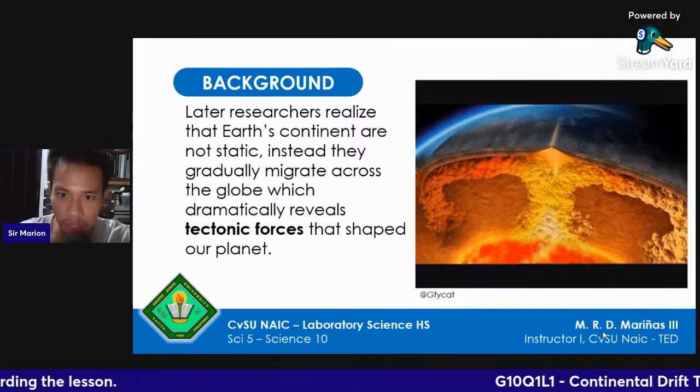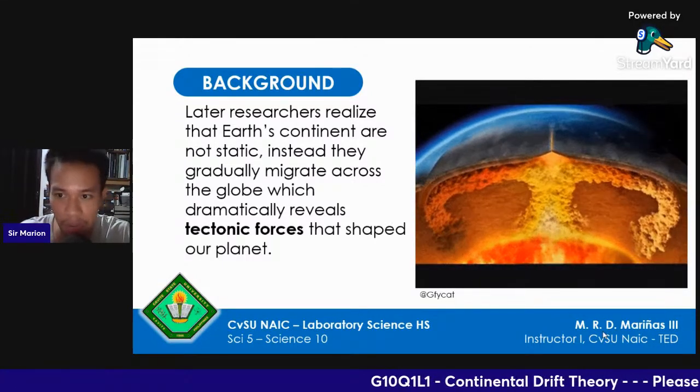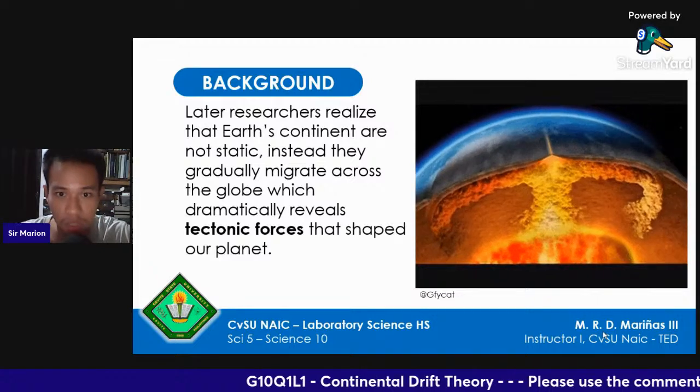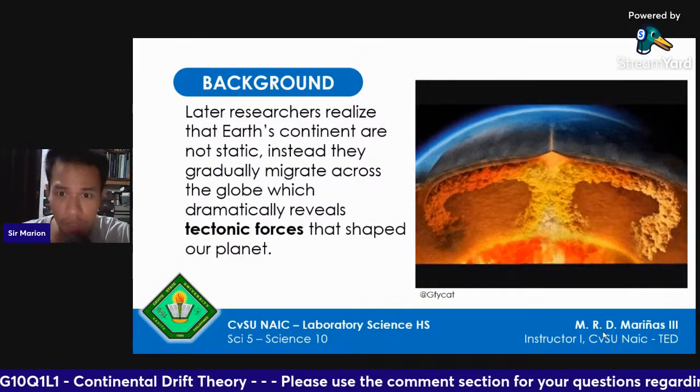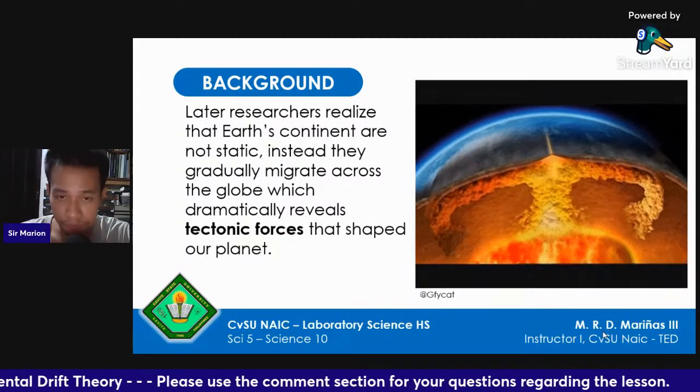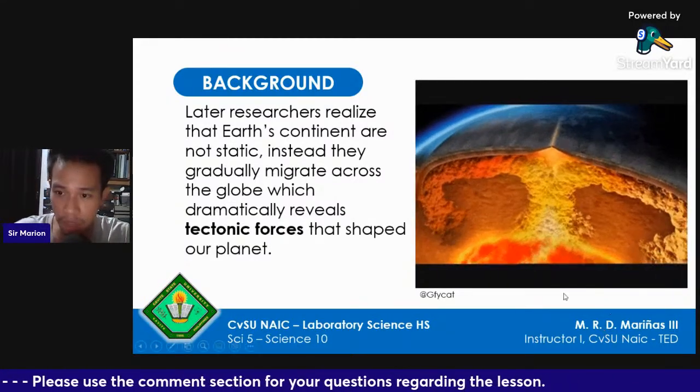Okay? So napansin natin sa unang parte pa lang ng ating discussion, it's very clear that there are arguments between these two ideas. Fix nga ba ang geographic positions ng ating mga continents? Or ito ba ay gumagalaw?